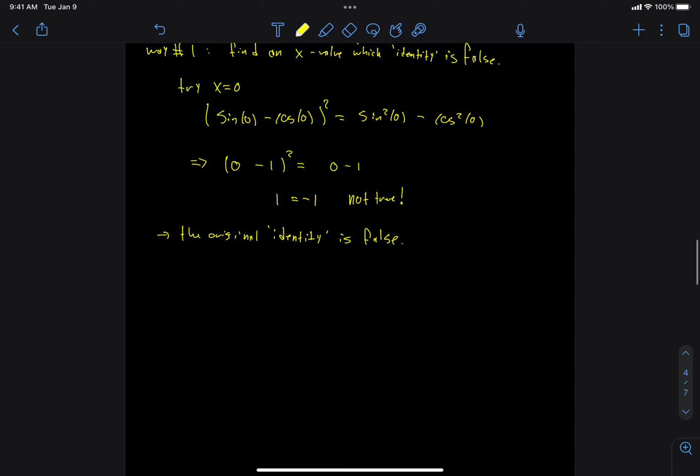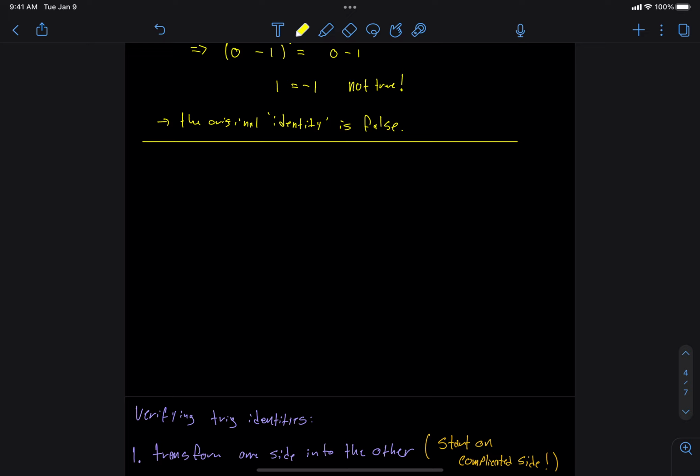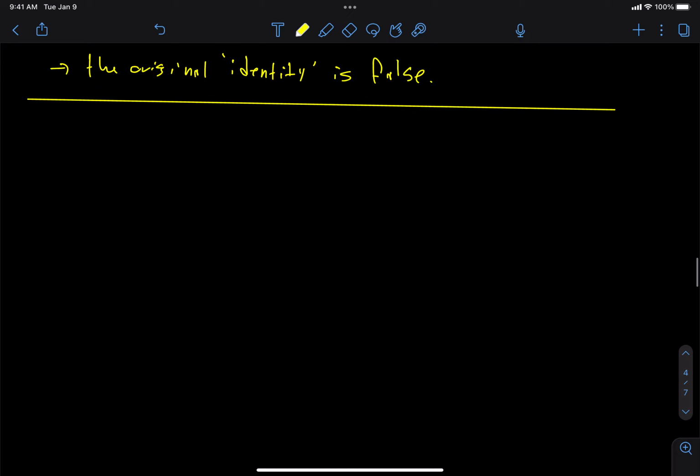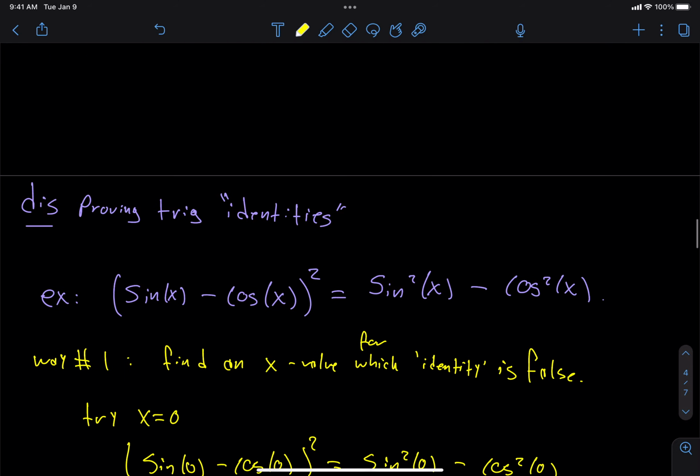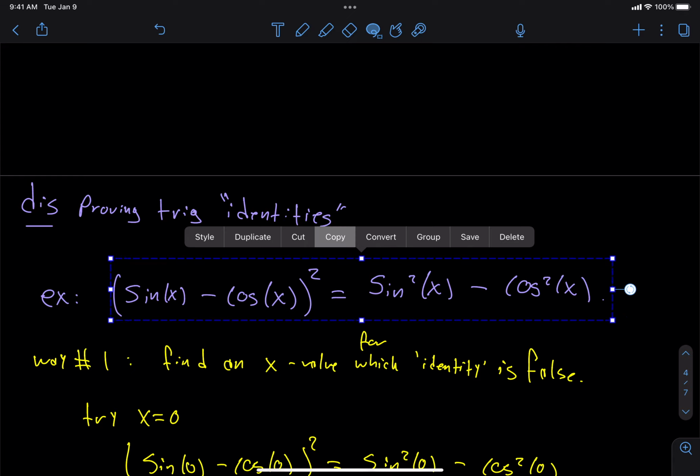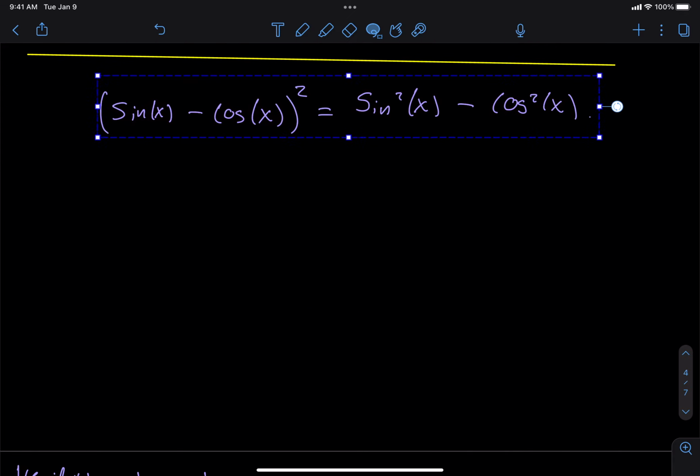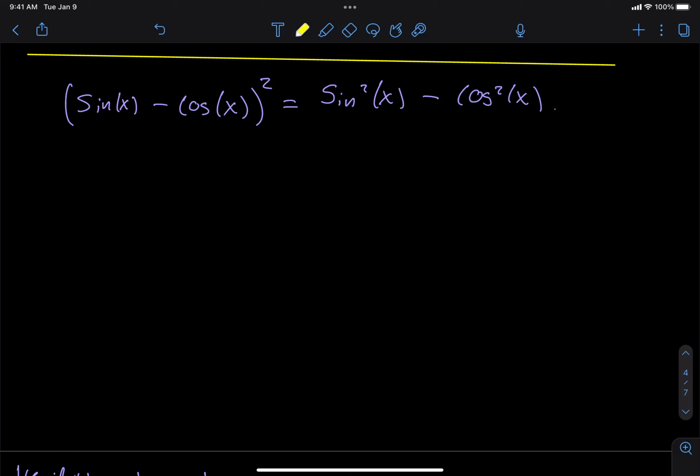Okay, way number two is gonna be similar. It's gonna be to derive a contradiction, okay? So now I'm gonna do it in a different way, which is to say, let's look at this equation. We can simplify on both sides. What do I get when I take something minus something else and square it? I'm gonna get a squared plus b squared minus 2ab, right? So let's do that. I get sine squared of x plus cosine squared of x minus 2 sine of x cosine of x.